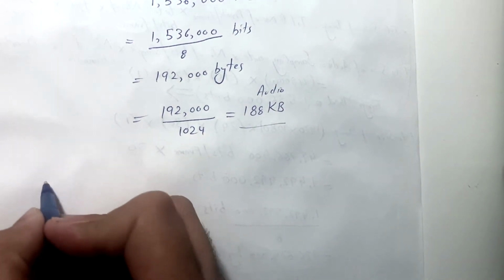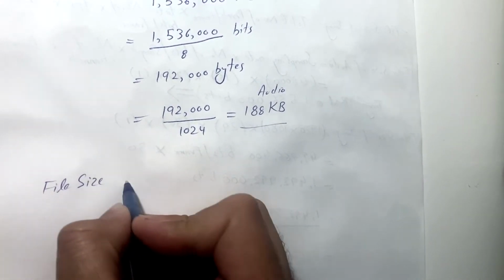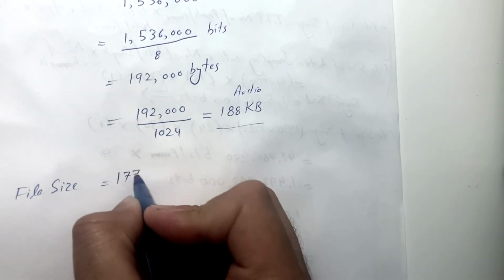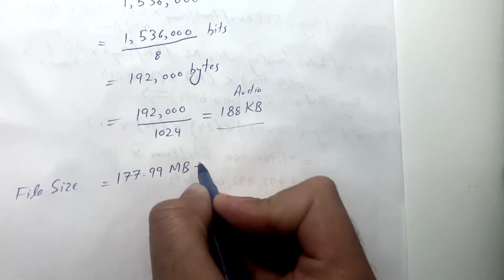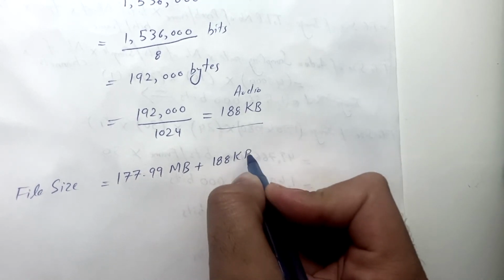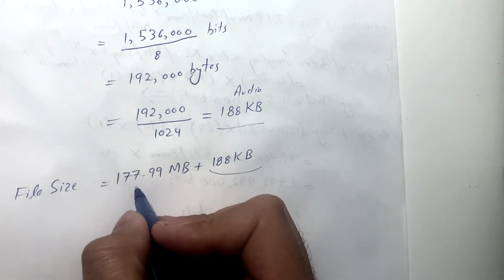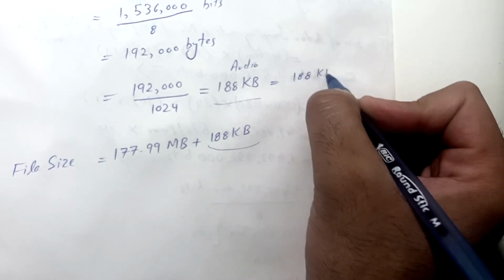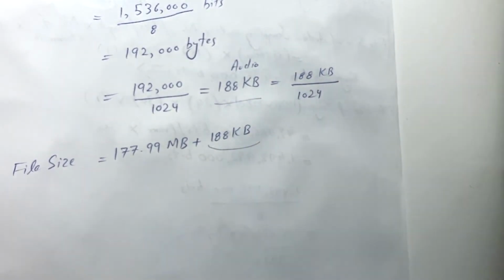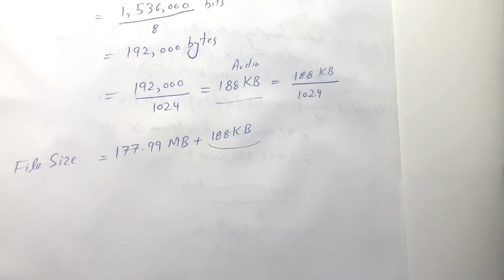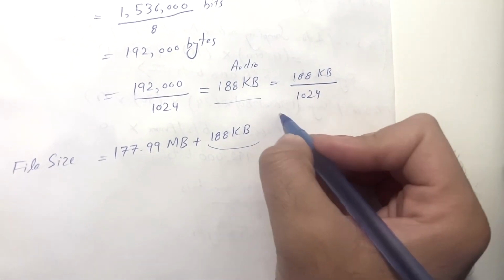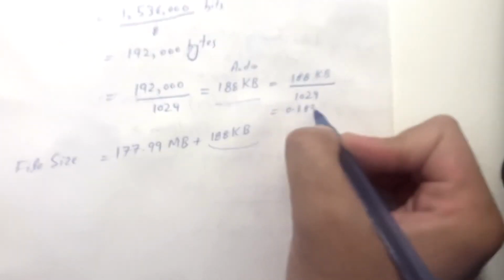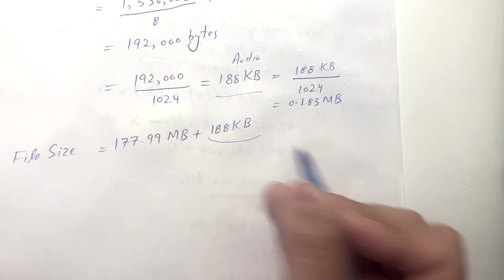So the total file size of the video is going to be, what is the image size? The image size is what we calculated, 177.99 MB, plus 188 KB. Please remember one thing: it has to be in MB, then we can add it. Otherwise, we cannot add it. I'm just rounding off. If you divide 188 KB by 1024, it's 0.183 MB. So let's use this, because MBs can be added, not the KB.